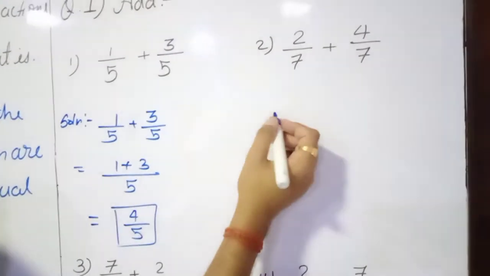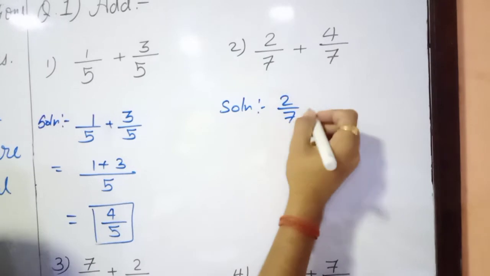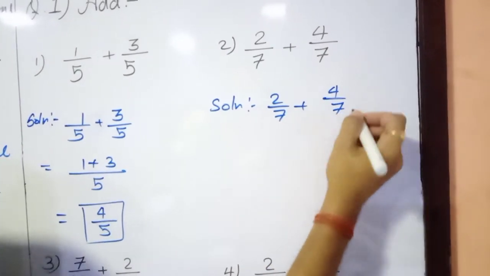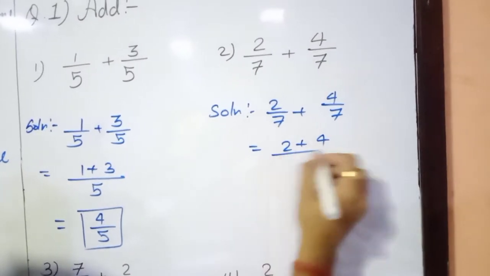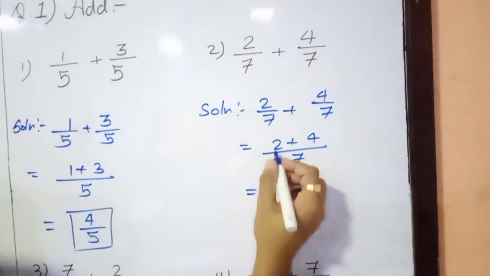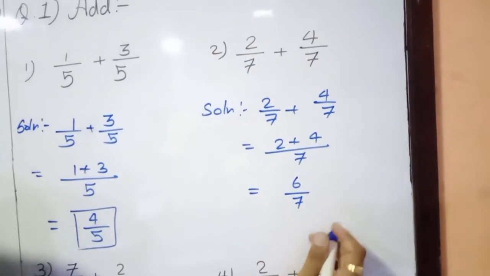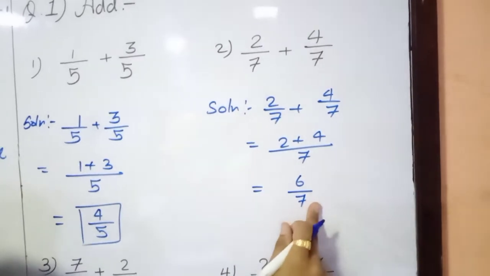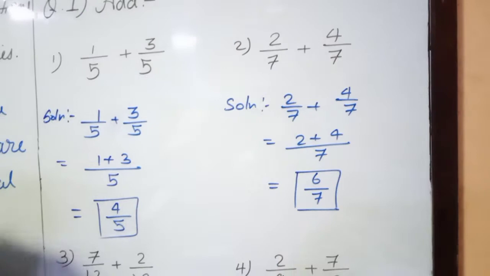Come to the second one. Again we have to write 2 upon 7 plus 4 upon 7. First step, add the numerators of these two fractions. Write the denominator as it is. 2 plus 4, 6. Denominator 7. Is there any possibility to do the cancellations? No. So it becomes the answer.